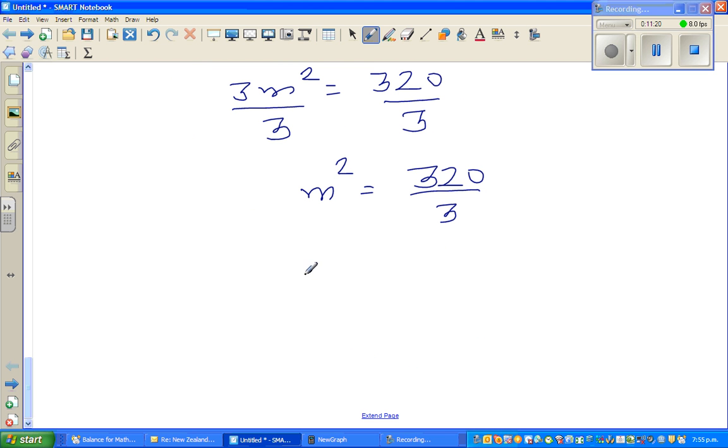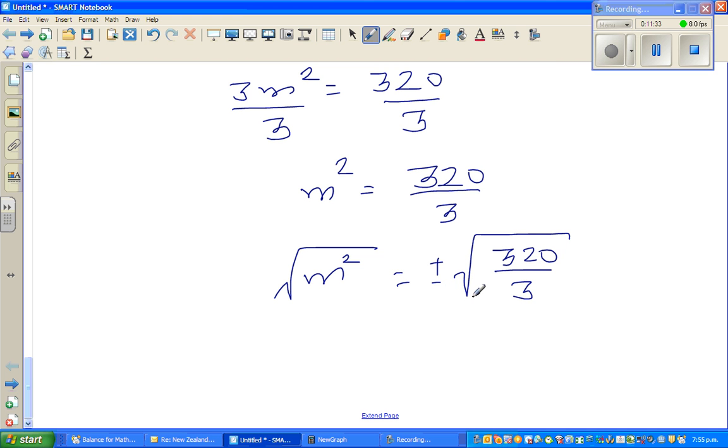So you can do square root of m squared is equal to plus or minus square root of 320. Now this is a very crucial step. You should write plus or minus. As level 2 algebra students, you should know if someone is telling you x squared is, say, 25, you should not say x is 5. You should say x is plus or minus square root of 25, which is x is plus or minus.